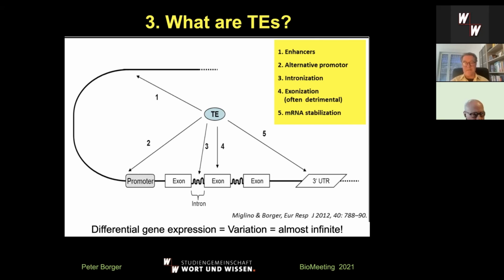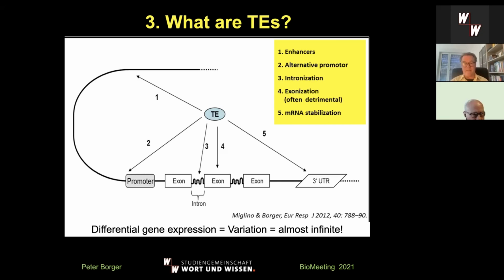One thing that is not very often observed, but we will see that it also plays a role in neurons, is exonization. And exonization is simply that it integrates in an exon, and usually it upsets the gene, and the exon is disturbed and cannot be expressed anymore. So this is also a type of inducing variation by a TE.